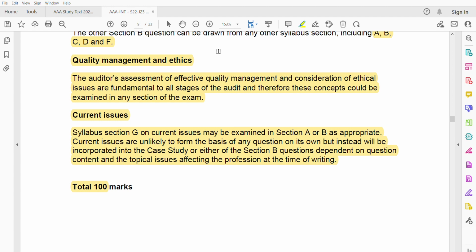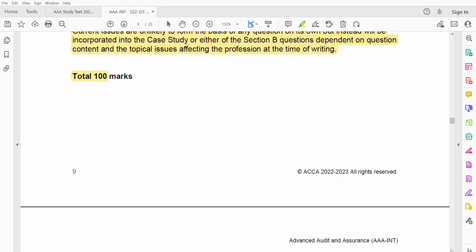Okay, for current issue I will not suggest you to use the book which you have, which is current till June 2022. I will not suggest you to use it for current issue. For others, yes, because the changes in the syllabus are not so much. So total is 100 marks. 80 technical, 20 professional skill marks.